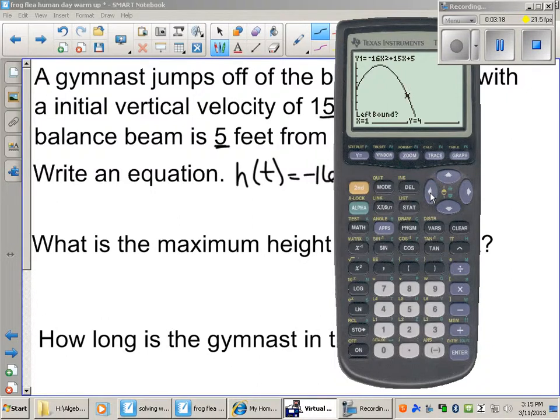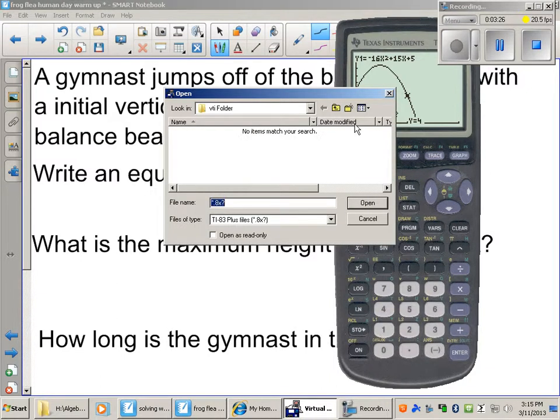Why is this not working? Oh no, come on, computer. We want that to go away.